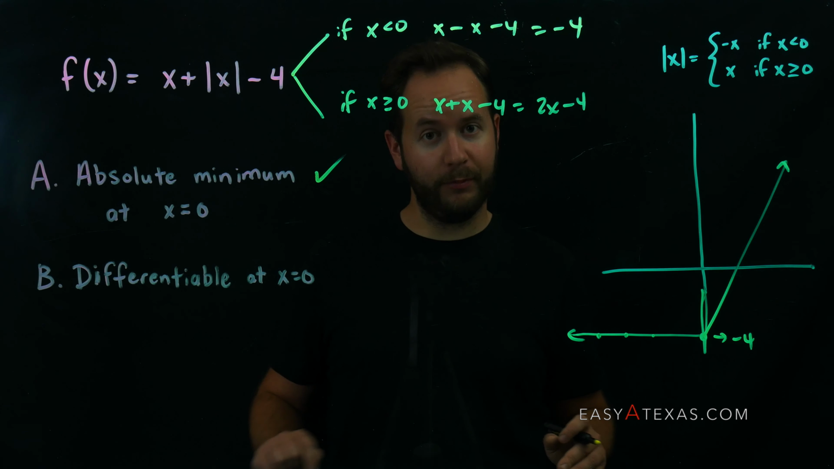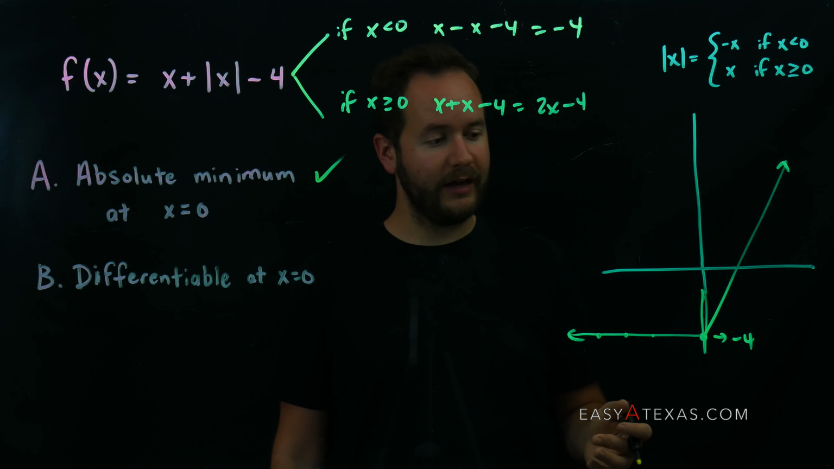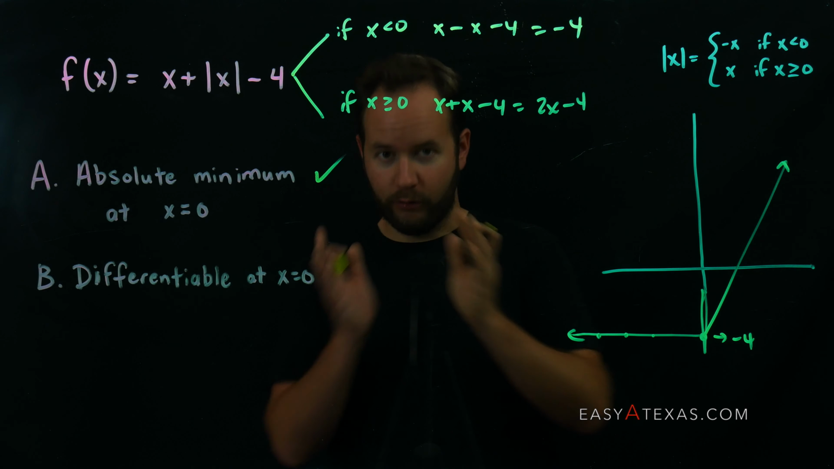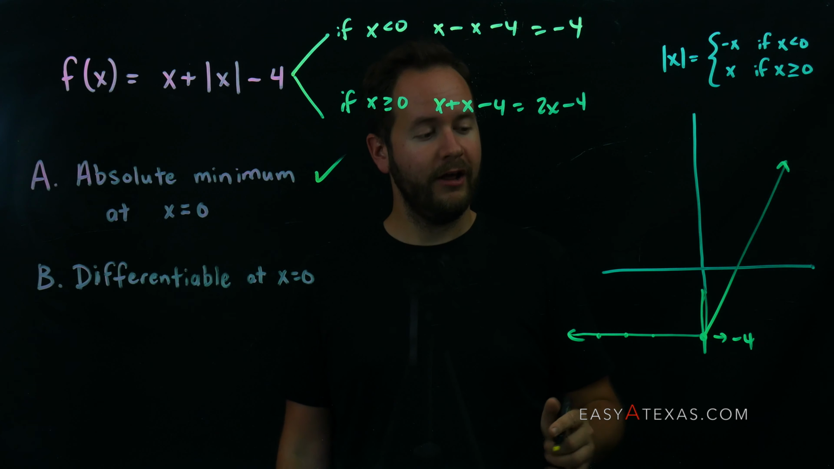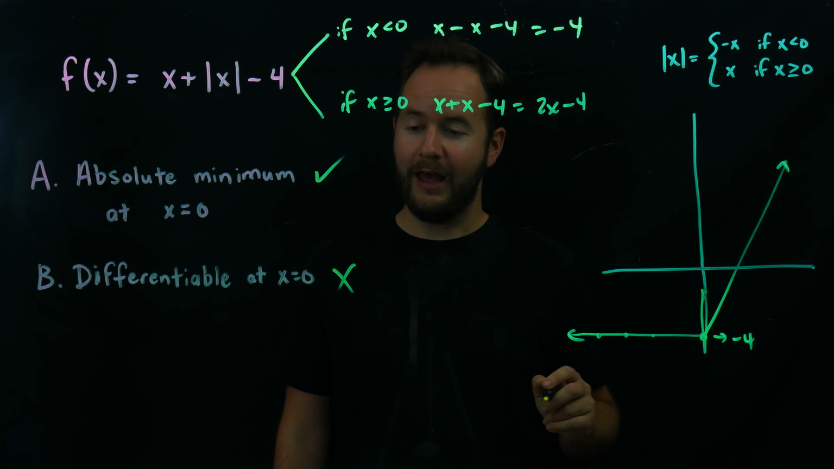Now, is it differentiable at x equals 0? This is reminiscent of one of those sharp turns we talked about a long time ago, where if your graph does like a little corner or a cusp or a little kink, then it's not differentiable. So this is false. The graph is not differentiable at x equals 0.